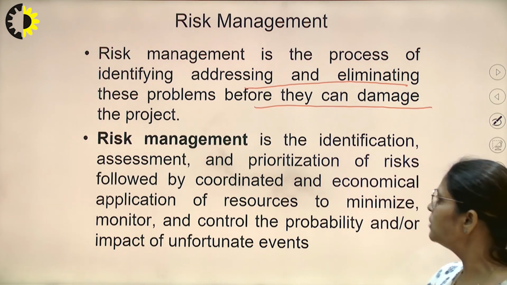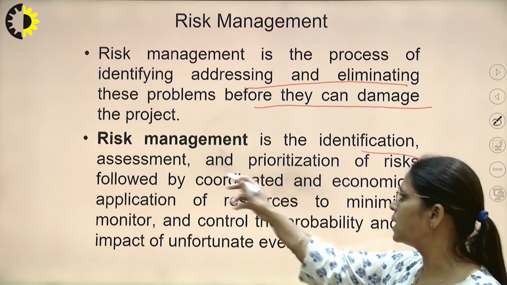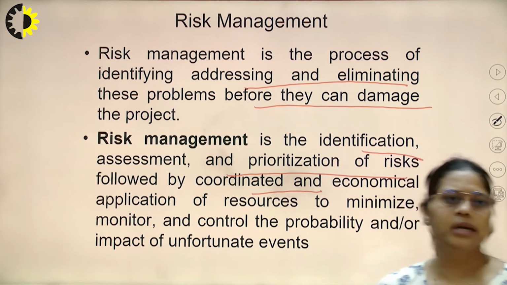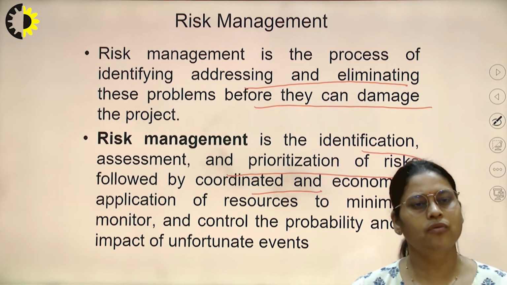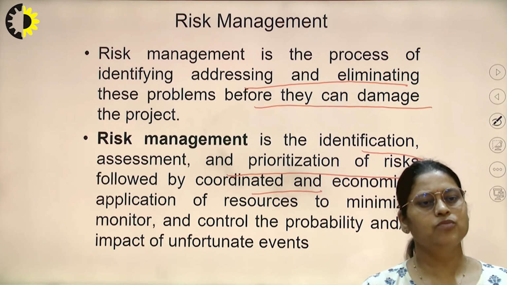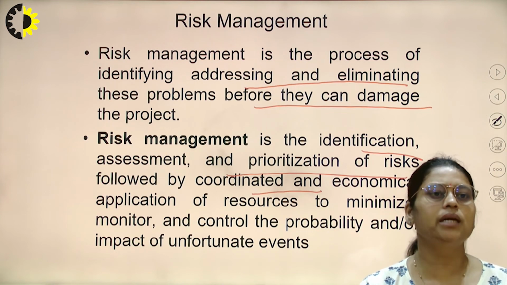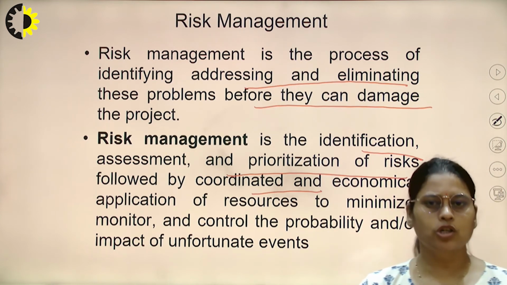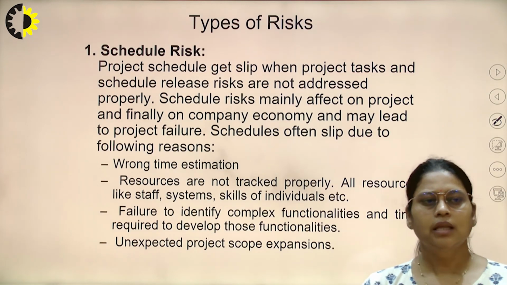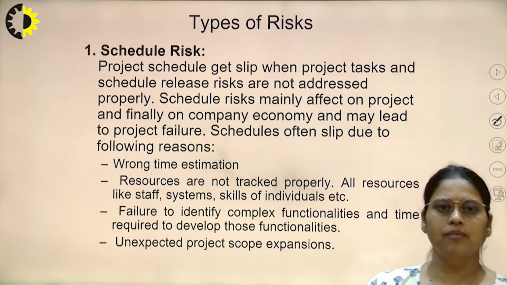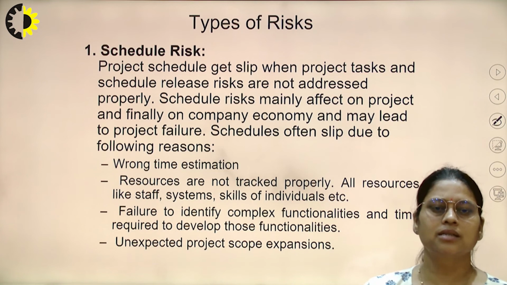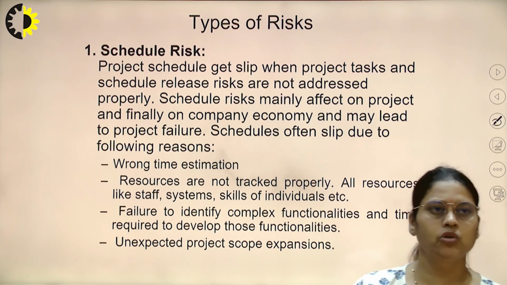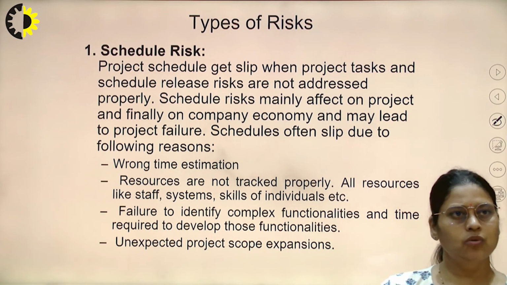Risk management is the identification, assessment and prioritization, followed by coordinated and economical application of resources to minimize, monitor and control the probability of the risk or the impact of unfortunate events. There are certain types of risk which we have covered. As I have already discussed, risk is about time, risk is about cost, risk is about schedules. So the first is schedule risk.